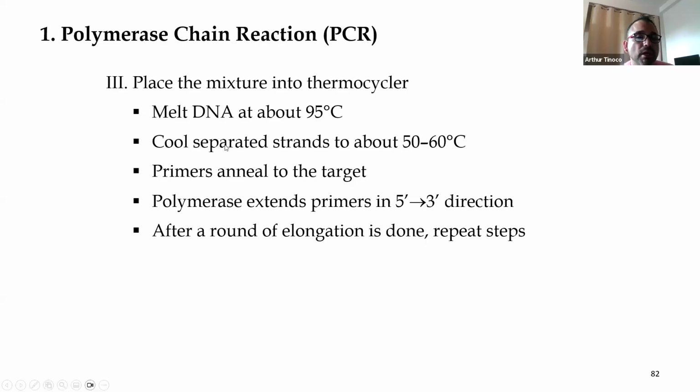So here, then, you cool the separated strands to about 50 to 60 degrees Celsius. Then you have primers anneal to the target. Then you use a polymerase to extend the primers in the direction of 5' to 3'. And then after the round of elongation is done, you repeat these steps.